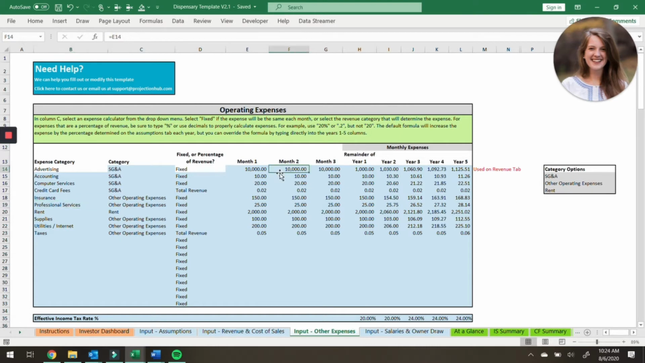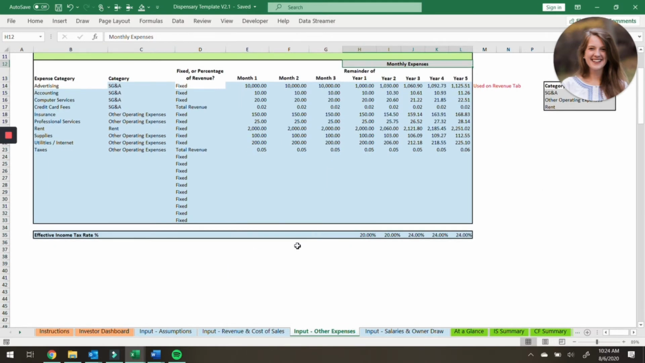Just note that all of the amounts on this tab are monthly amounts, so even when it says remainder of year 1, that's going to be for months 4 through 12. This is going to be $1,000 a month for those, and then $1,030 a month for every month in year 2. So there's a reminder here that these are monthly expenses. We break out the first 3 months individually so that you can get any startup expenses built into the model. So if you have legal expenses that are just going to occur in the first month, we wanted to be able to break those out separately.